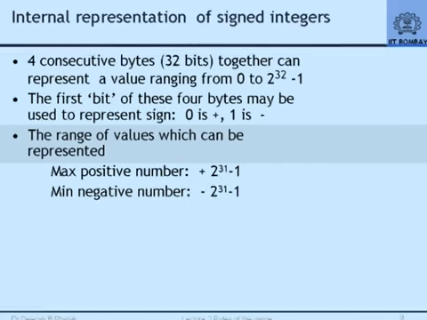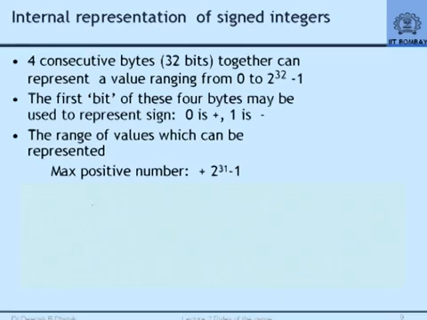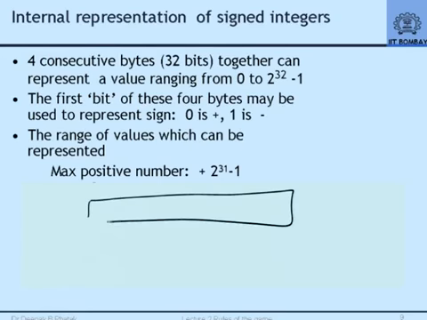And the electronic circuits are capable of distinguishing between signed representation and unsigned representation. Consequently, the range of values which can be represented will reduce by how much? Here are 31 bits, and here is a 0 or 1 sign. What is the largest value that you can represent by 31 bits? Largest value is 2 to the power 31 minus 1, all ones.